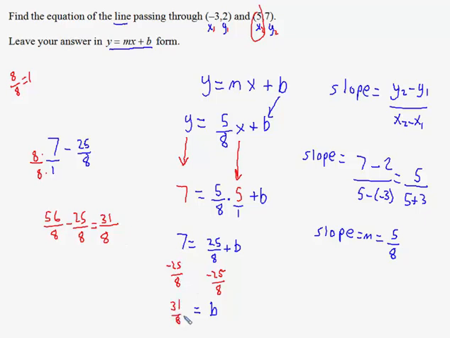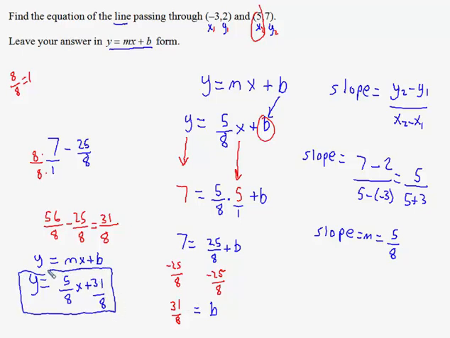Don't forget to go the extra mile and go up here and plug that back in here. So our final answer, if you put it in full form, would be y equals mx plus b. And I found that the m is 5/8. And I just went through this process to find that b was positive 31/8. So that would be a linear equation in y equals mx plus b form.